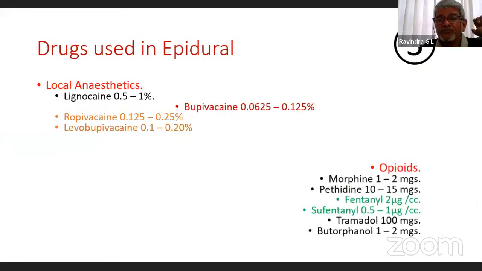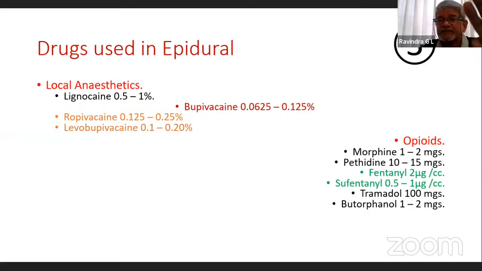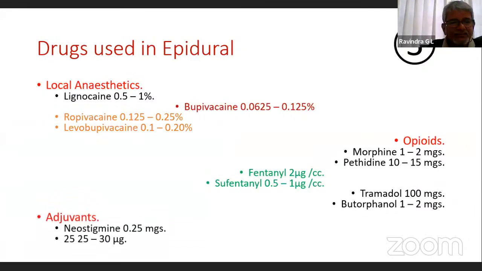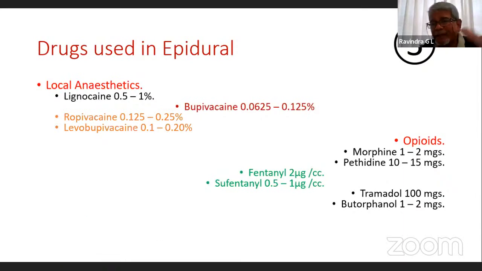The second group of drugs are narcotics, and of them, fentanyl and sufentanil are the most popular ones. 2 mcg per cc of fentanyl or 0.5 to 1 mcg per cc of sufentanil, and adjuvants in the form of neostigmine or clonidine, dexmedetomidine, all of them, but none of them have an approval for epidural use in labor, in the obstetric setup. So it's better not to be used.